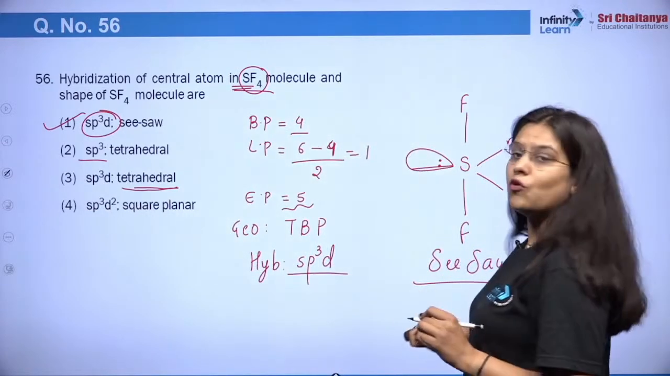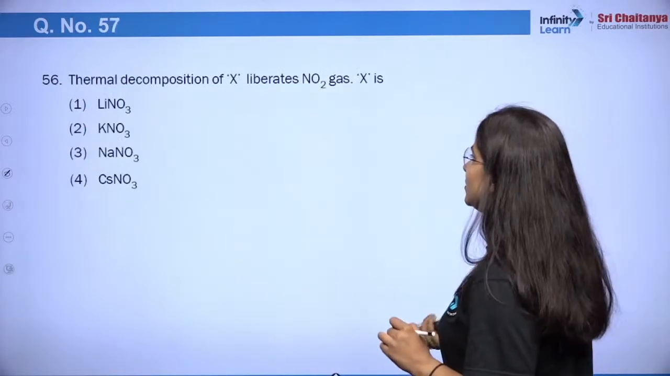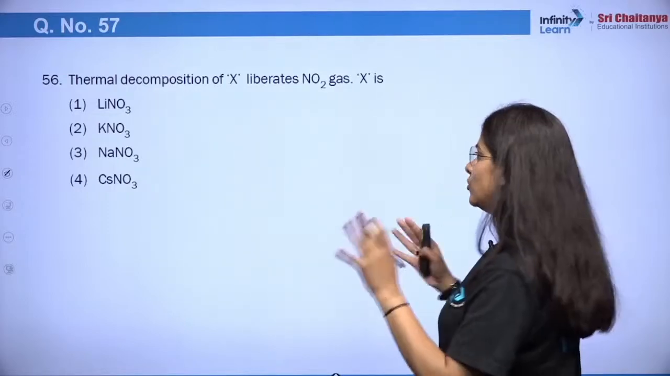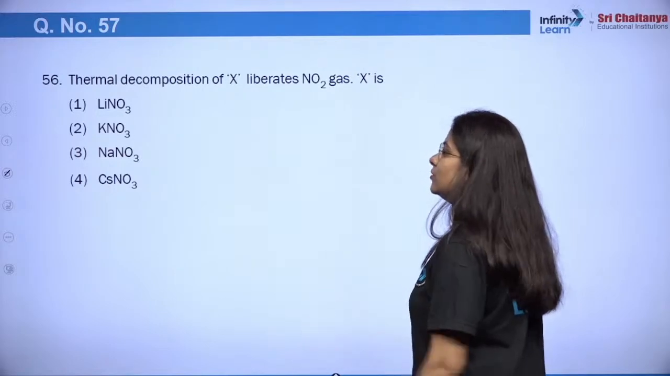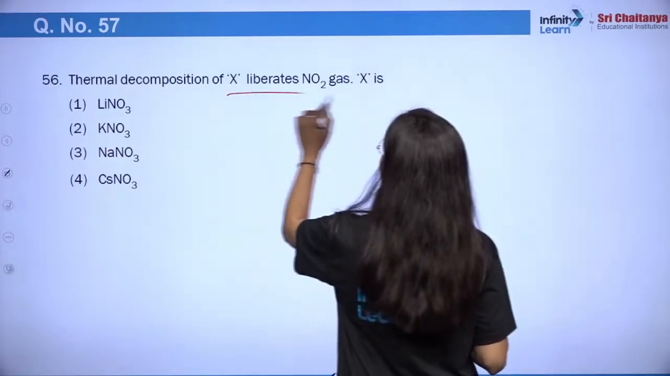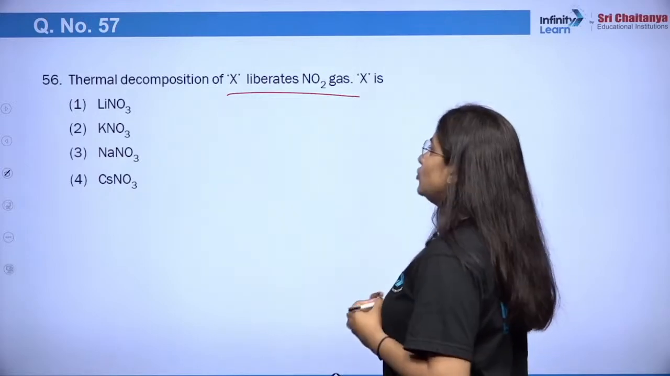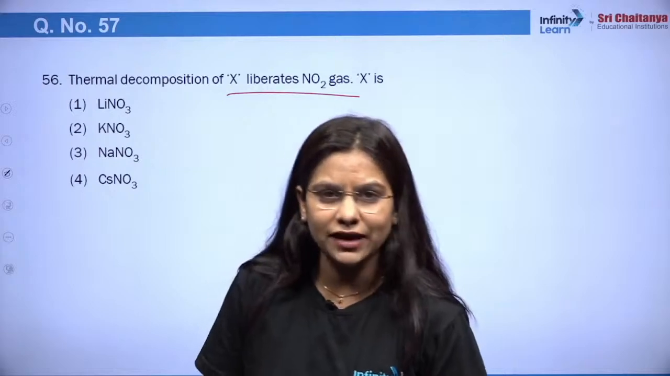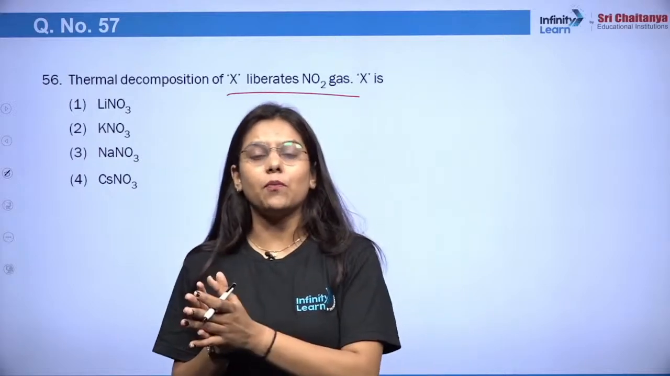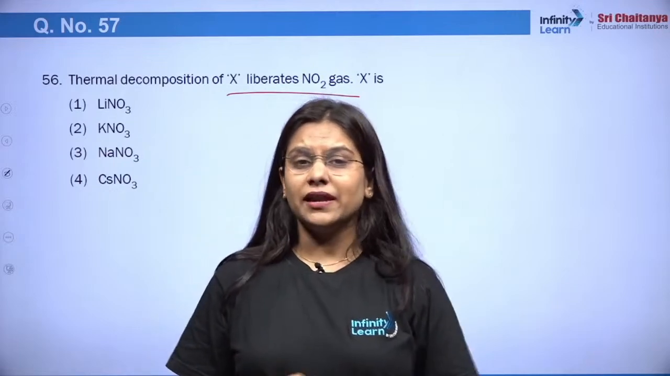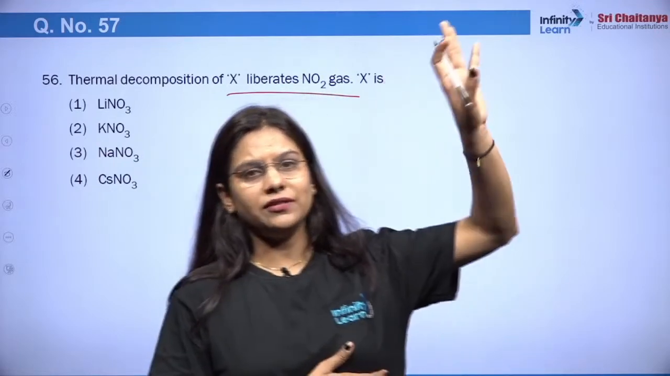Right? Moving ahead to the next question. There is some number change. Don't ignore that. We are not concerned about the number, we are concerned about the questions only. Thermal decomposition which liberates NO2 gas. Now remember, when we are heating the nitrates and comparing the properties of lithium to that of other elements of alkali metals, lithium is definitely showing the deviation.